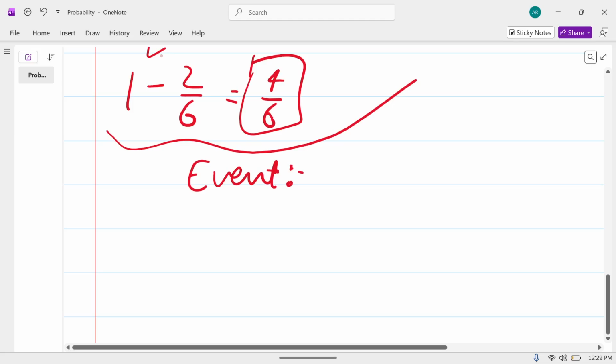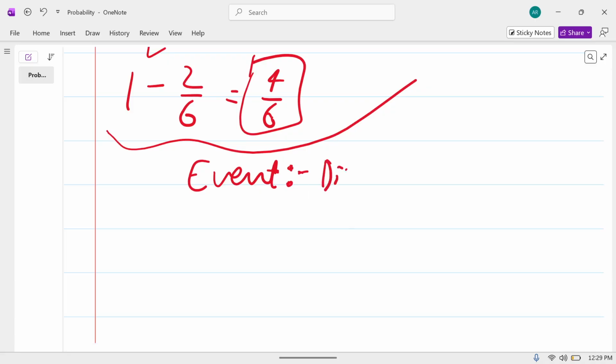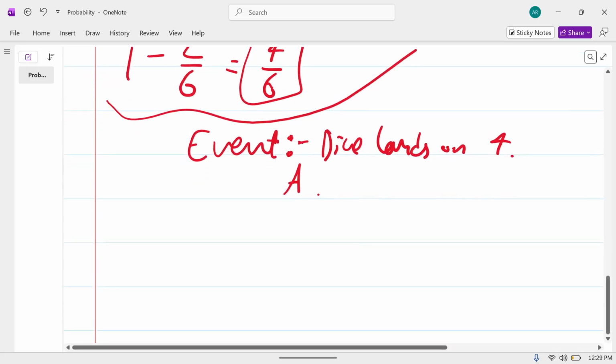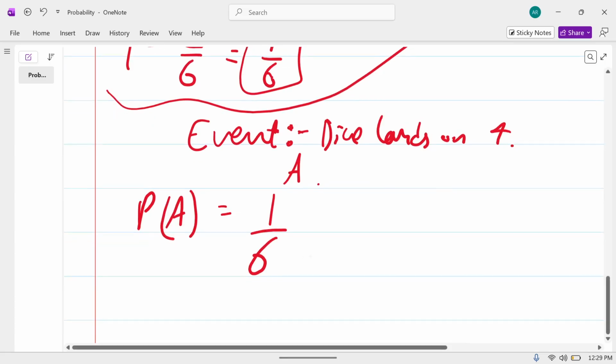Okay, let's say that an event is the dice lands on 4. You can simply name this entire event A. This event is called A. So the probability for A is going to be 1 over 6. That is how it works. This is the notation. This is just how we write it. So, probability of event A.